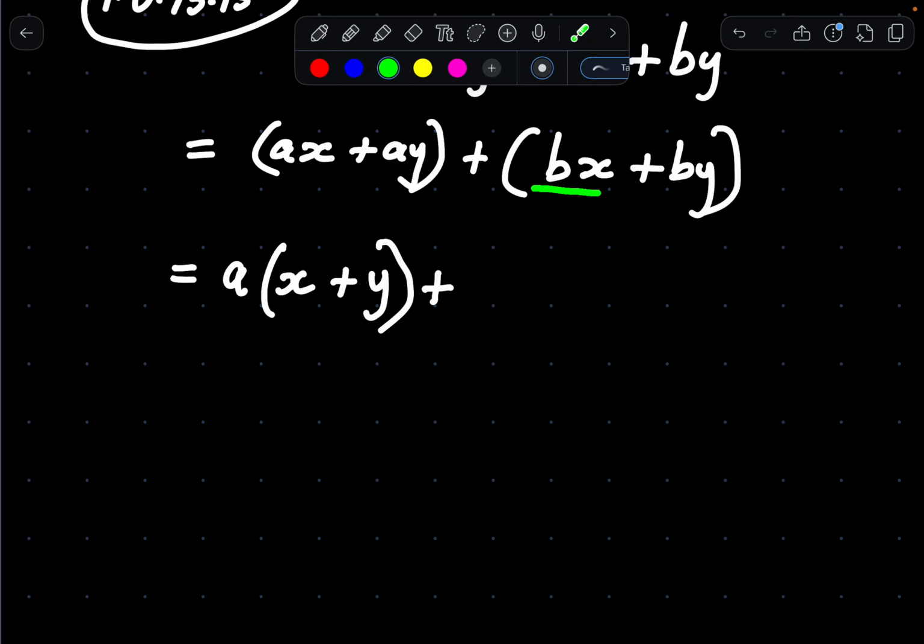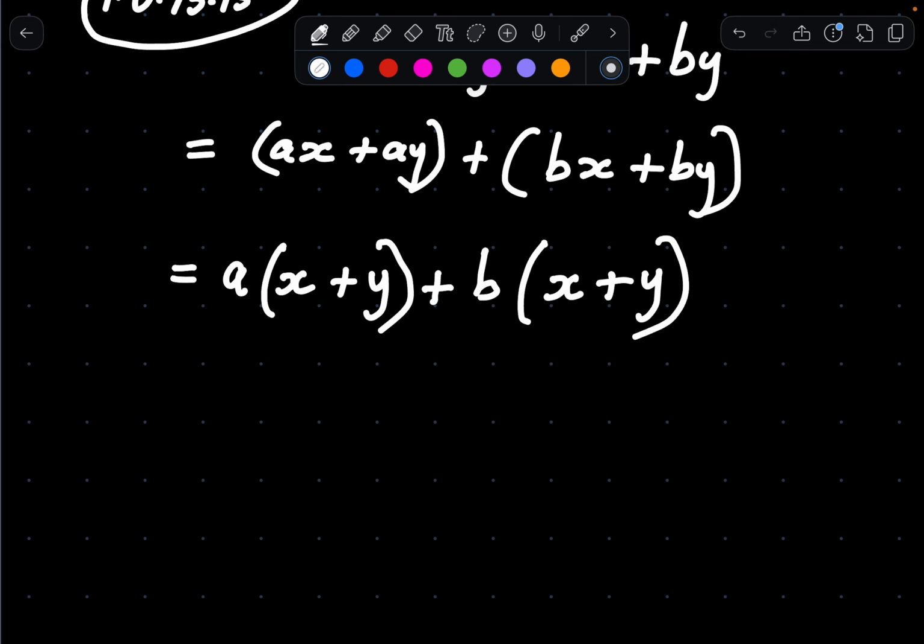If you check here, the highest common factor is b. And if I divide by b, I'm left with x. If I divide by b, I'm left with y. So I take my highest common factor, which is b. Then dividing gives me x plus y.